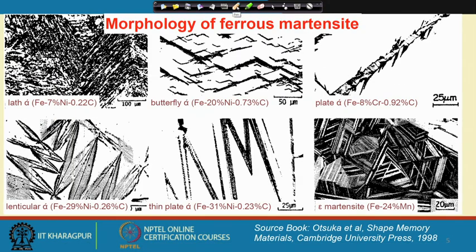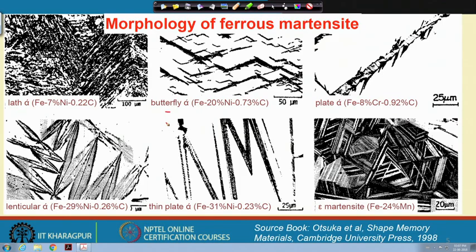Now, we must look at the nature or the morphology of the common ferrous martensite microstructure. Here I show you some of the common features that I discussed earlier also, that there are 4 major types of martensite observed, even though those are not shape memory alloys. Let us say a conventional martensitic transformation. Those are lath, or let us say butterfly, or lenticular, or plate type of morphology.